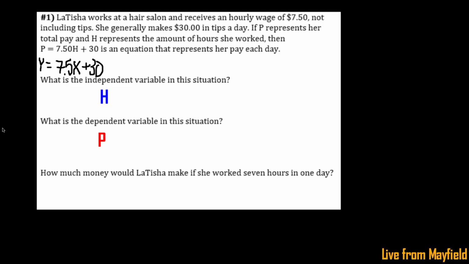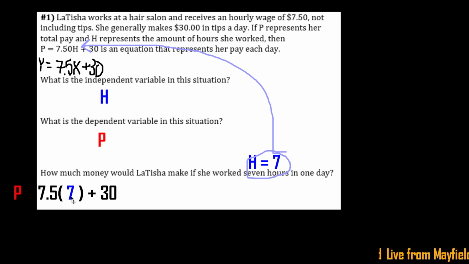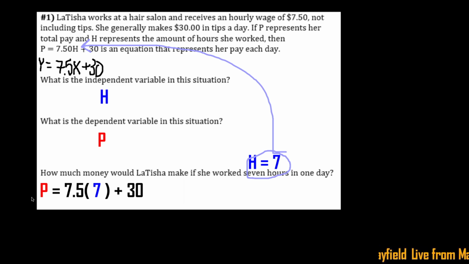So then the last part it says, how much money would Letitia make if she worked 7 hours in one day? So that means you would let H be 7 in this situation. You would take your input value as H, and you're going to plug it into that original equation. So now instead of H, we have 7. So I plug it into our equation, and so I say P equals 7.5 times 7 plus 30.